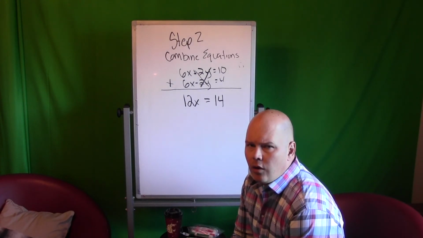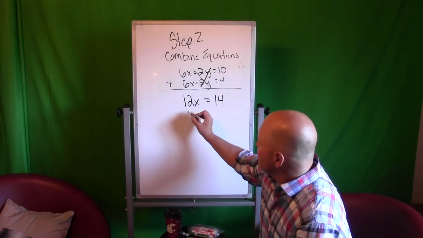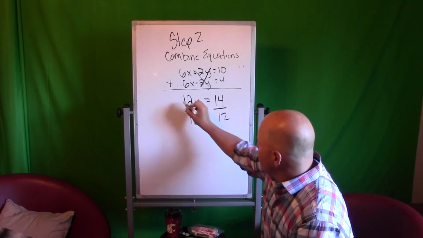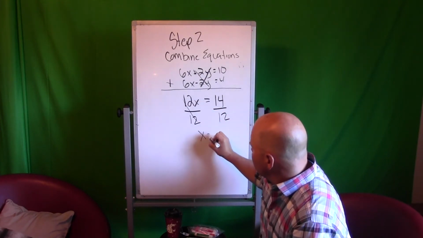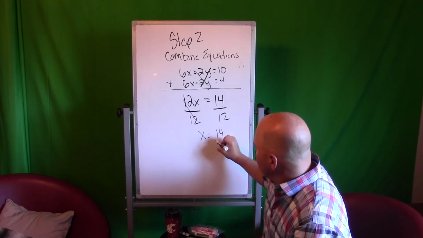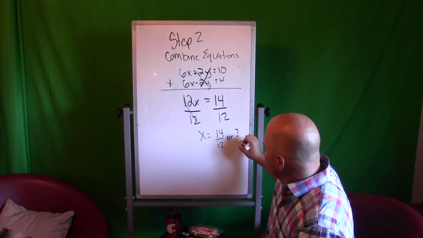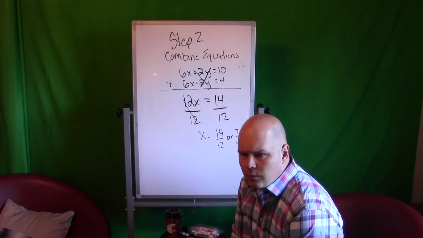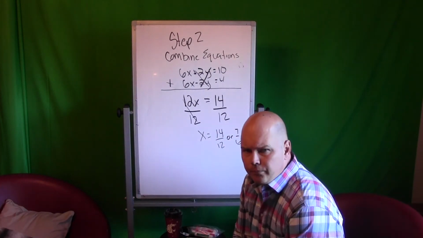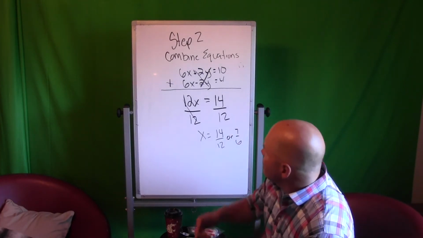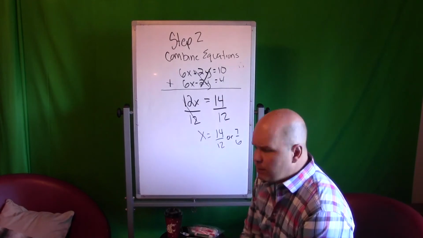And then all I'm going to do from here is divide both sides by 12, and I'm left with x is equal to 14 twelfths, which simplifies into 7/6. And that's what my x value is. Okay? And I'd be done with solving that for elimination, at least through this combining the equations part.